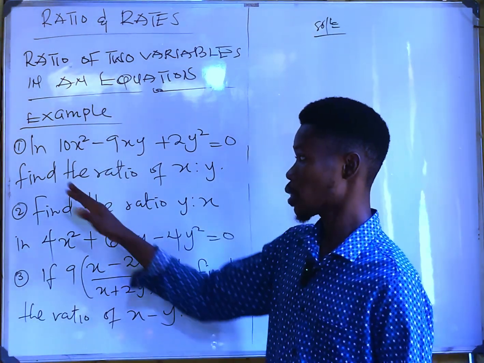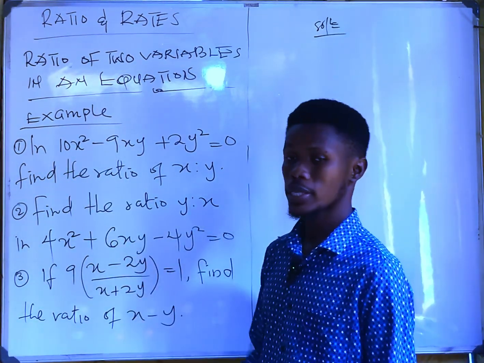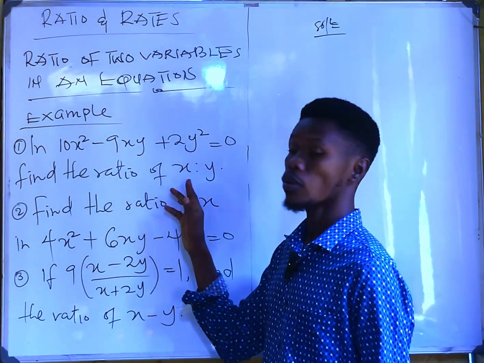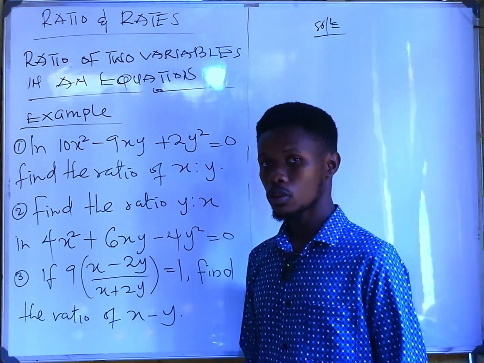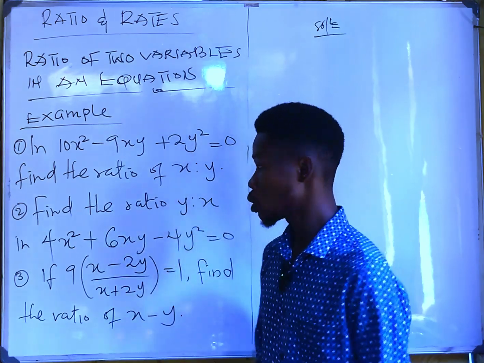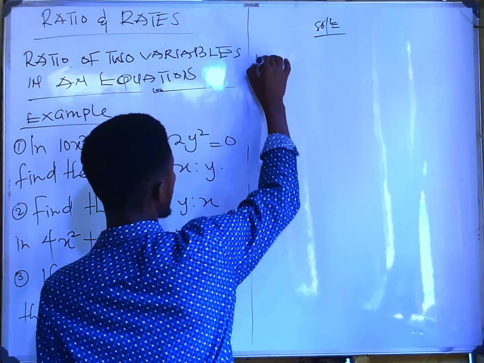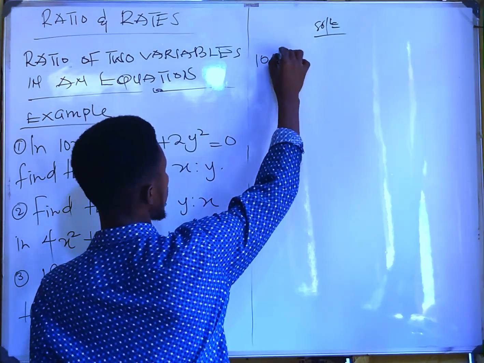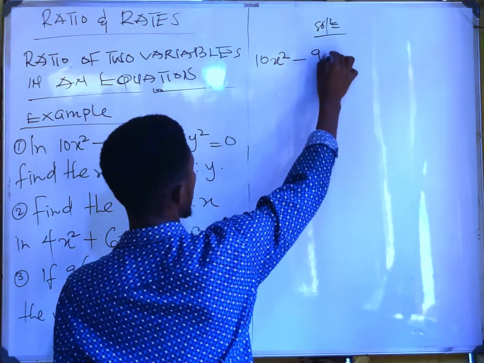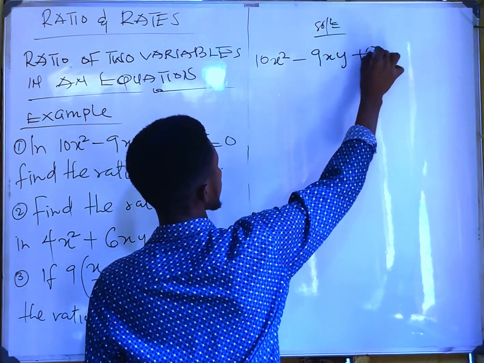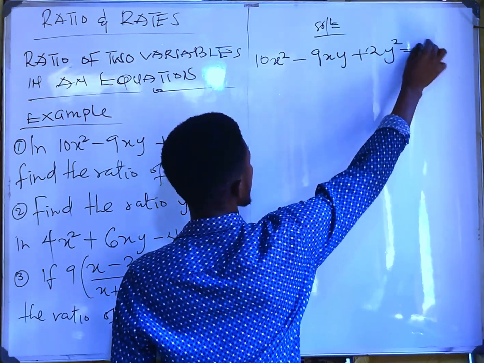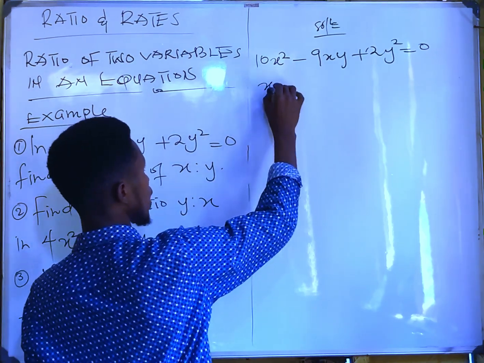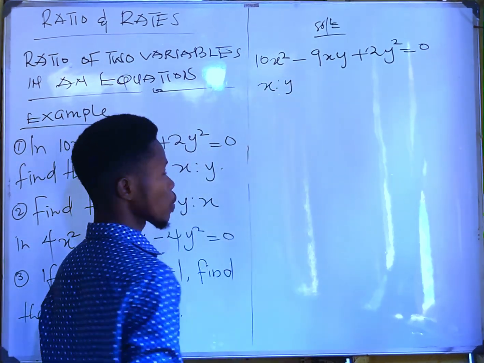So let's look at the first example on the board. In 10x squared minus 9xy plus 2y squared equals 0, you have to find the ratio of x is to y. So let me repeat the question here. You have 10x squared minus 9xy plus 2y squared equals 0. Is that okay? So we are tasked to find x is to y.